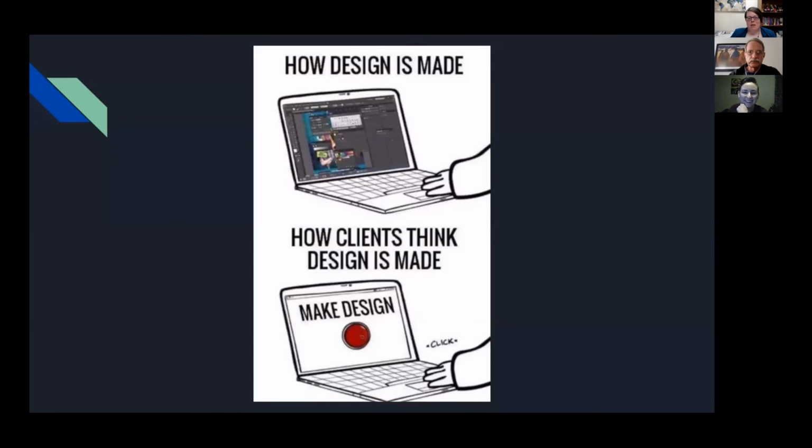Starting out with this meme I'd like to share. The top shows how design is made, lots of windows open, lots of things going on. And then how clients think design is made. Oh, I just click a button and it happens. This isn't true of everyone that we worked with, but I did a lot of communicating with a lot of folks, and they would suggest for us to make a change, and they didn't fully understand what they were asking. They thought, oh, you can just move this over here, right?